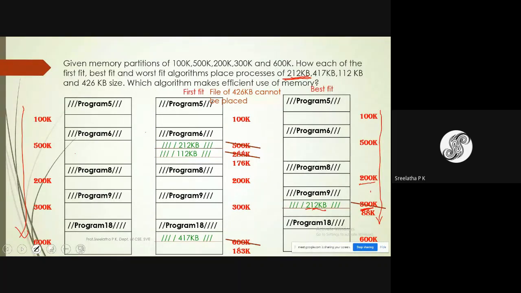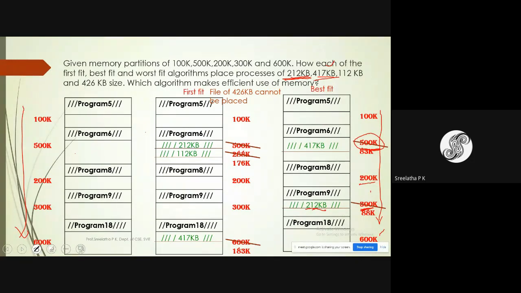Now check for the next program, 417 KB. Search the whole list. There is 500 where the program can be placed, and the other space is 600. 500 is enough to store the program. You need not go for 600 KB. So 417 KB can be stored within the 500 KB, and now the space remaining there is 83 KB.